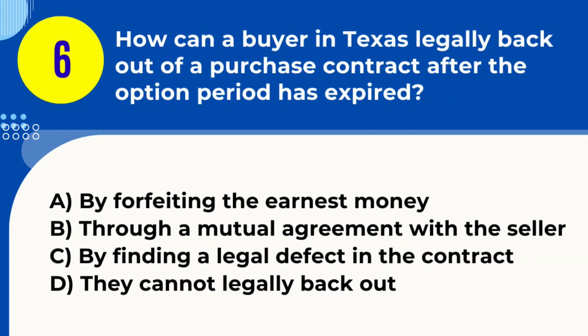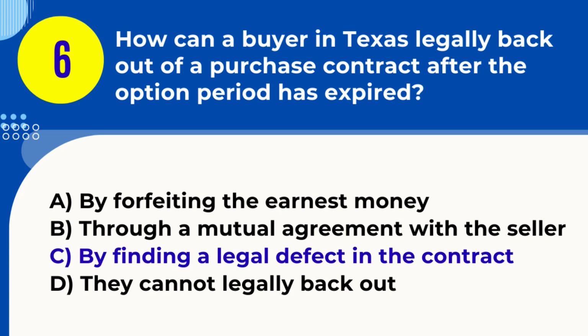Question 6. How can a buyer in Texas legally back out of a purchase contract after the option period has expired? A. By forfeiting the earnest money. B. Through a mutual agreement with the seller. C. By finding a legal defect in the contract. D. They cannot legally back out.